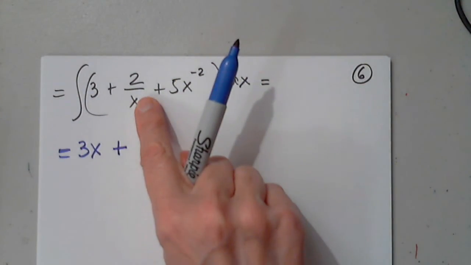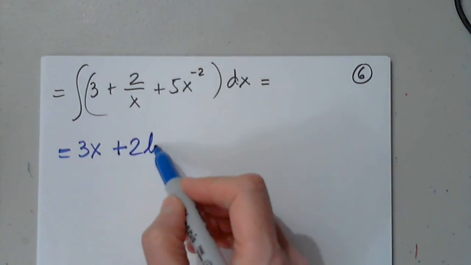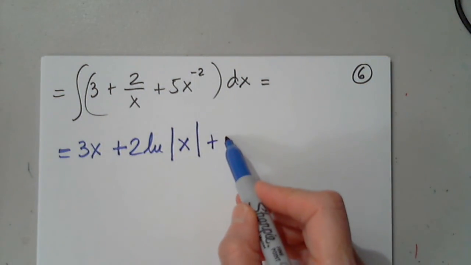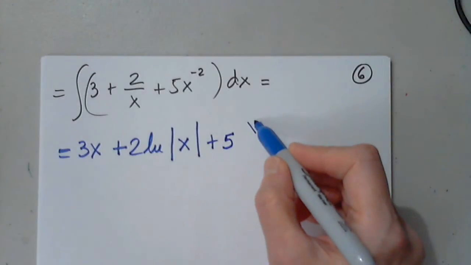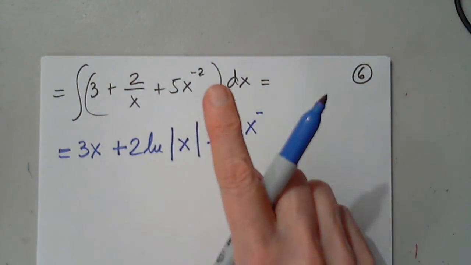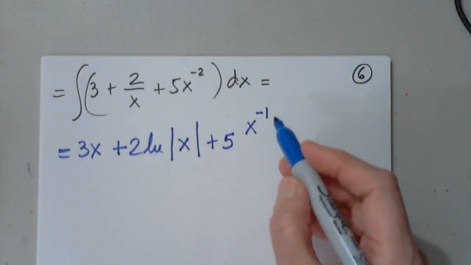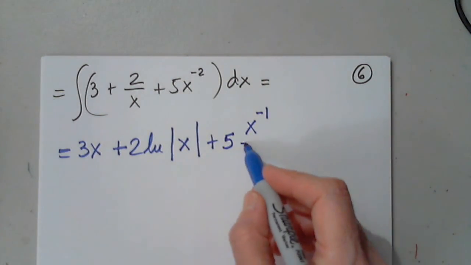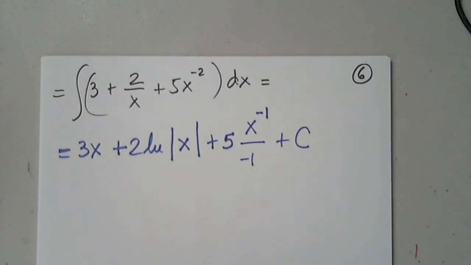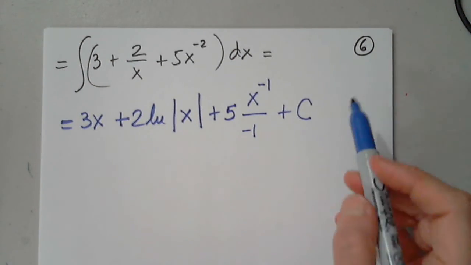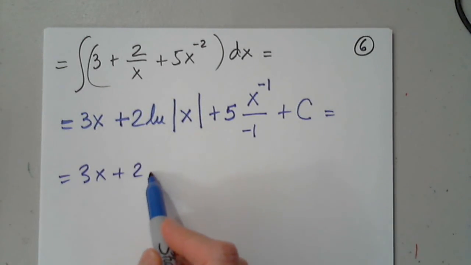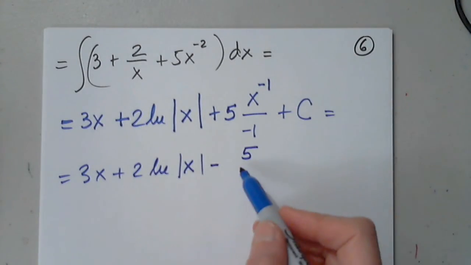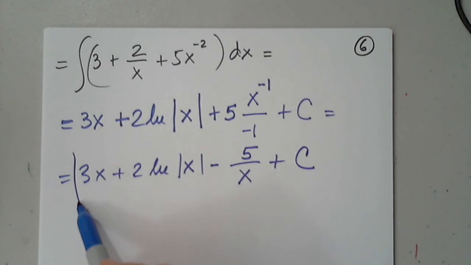Plus natural log, the 2, natural log of x, it has to be the absolute value. Absolute x, good. And then plus 5x to the minus 2 over minus 2 plus 1, minus 3 over minus... I know it's confusing. We are going backwards, we're adding now. That's okay, that's why I said we have to get used to it. Yes, you're doing very well. So 3x plus 2 natural log of the absolute value of x, plus 5 over negative 1, so it's negative 5 over x plus a constant c.